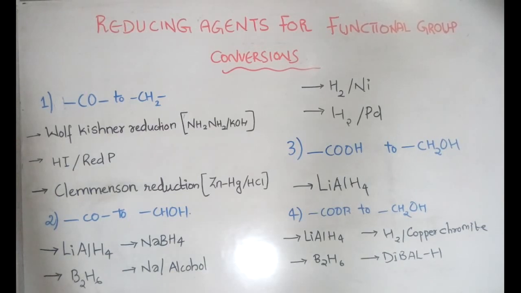Today's video is specifically for all the IIT-JEE aspirants who are going to write the exam this year itself. This is the shortcut chart that will be helpful for them during the examination. That is, reducing agents for different functional group conversions. That is, for a particular conversion, which all reactions or which all reagents can be made use of. That is being discussed here.